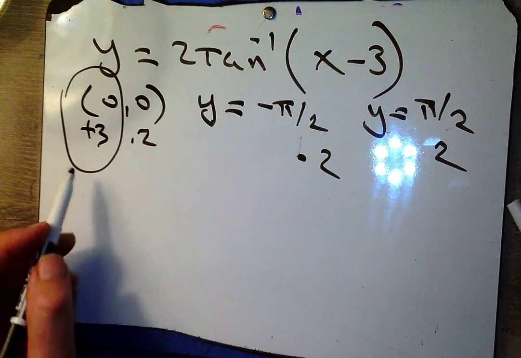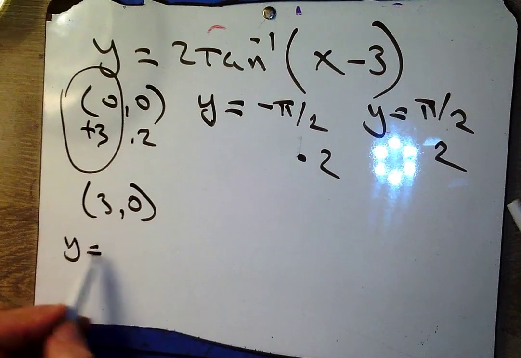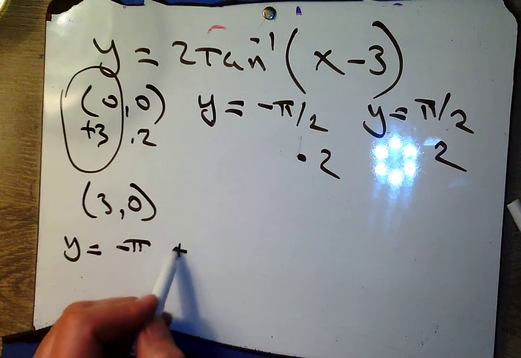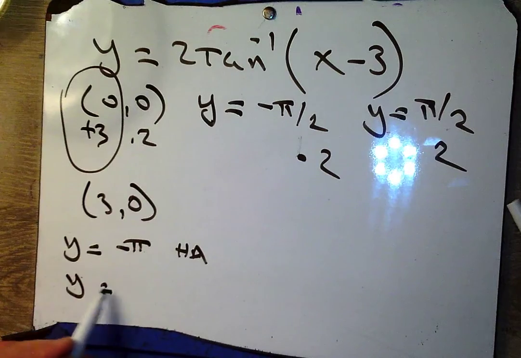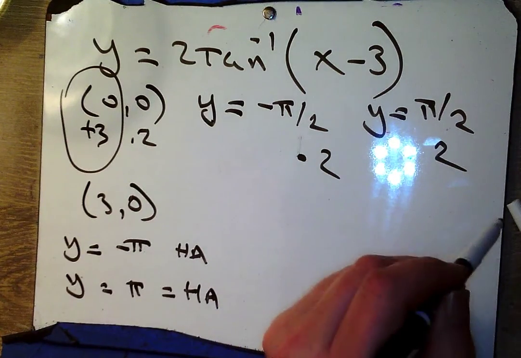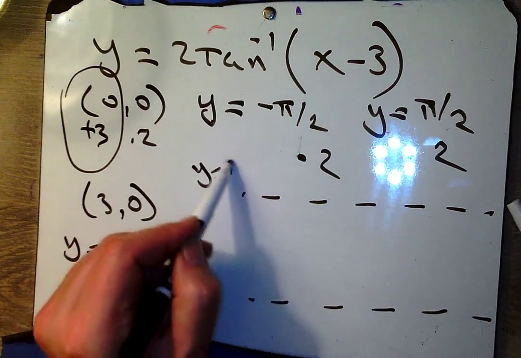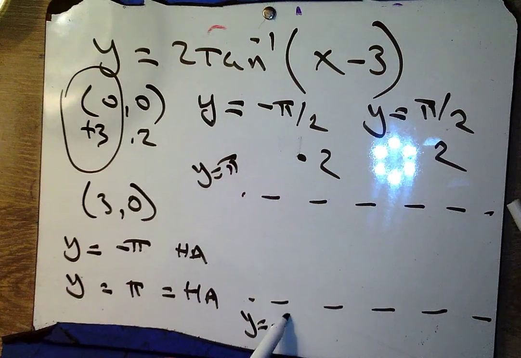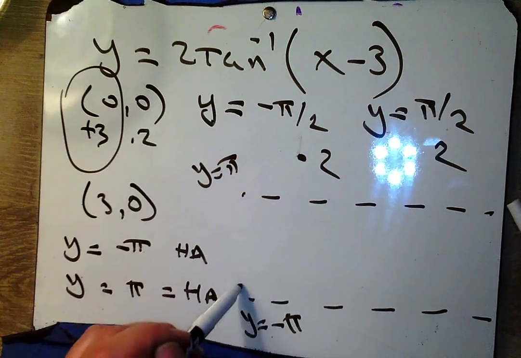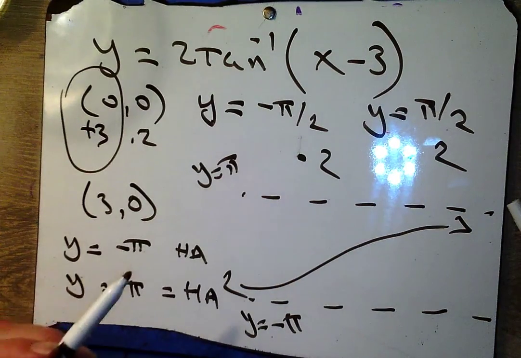Okay, so our new point, 3, 0. We have y equals negative pi for a horizontal asymptote, and y equals pi for a horizontal asymptote. This is y equals pi. This is y equals negative pi. Okay, we have a positive inverse tangent. And I know my graph looks logistic.